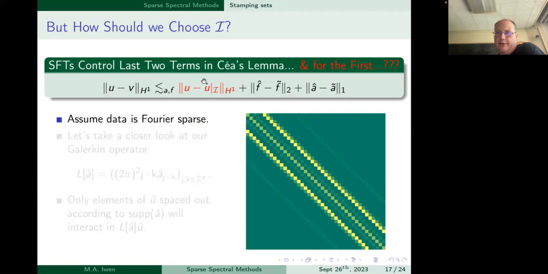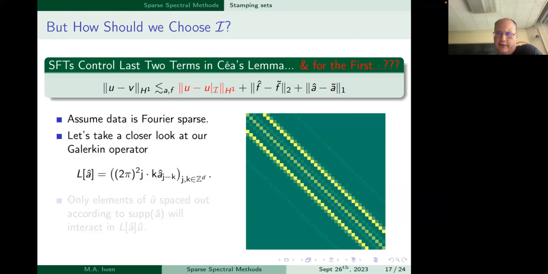Okay, so how do you find a good adaptive truncation set for our solution? That's this first red term. How do we control this error? Using the support information that our sparse Fourier transform returns about F and A. So that's the next question we'll talk about here.